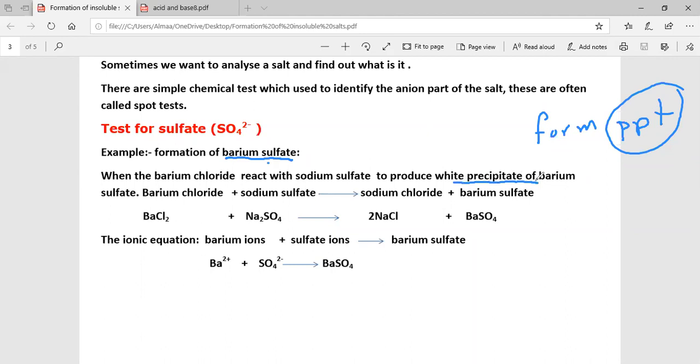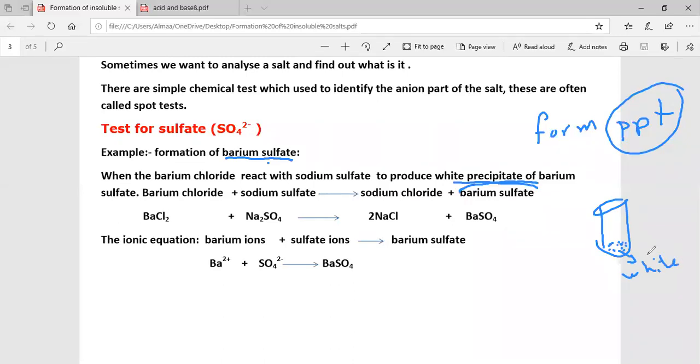This reaction can be represented by this equation. Barium chloride and sodium sulfate give sodium chloride and barium sulfate. Barium sulfate is an insoluble salt and has a white color. So it is formed at the bottom of the test tube as a white substance.